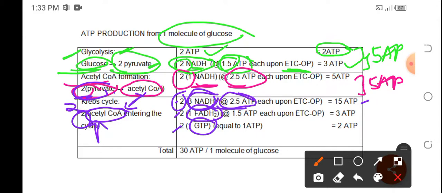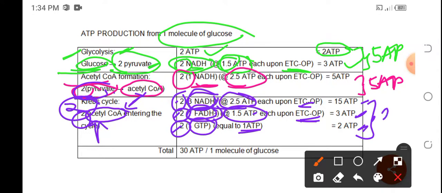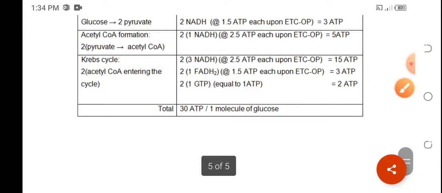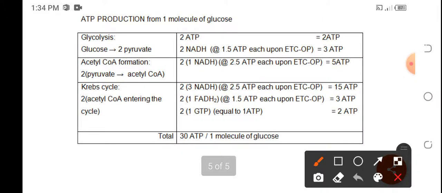And then we have 1 FADH2 for each cycle. There are 2 cycles, and with this being converted in the electron transport chain and oxidative phosphorylation, the conversion is 1.5, so the total for the 2 cycles is 3 ATP. And the 2 GTP, each equivalent to 1 ATP, will eventually become 2 ATP. So a total for these 2 Krebs cycles, it will now be producing 20 ATP. Okay? Now, a grand total of 30 ATP per 1 molecule of glucose only.